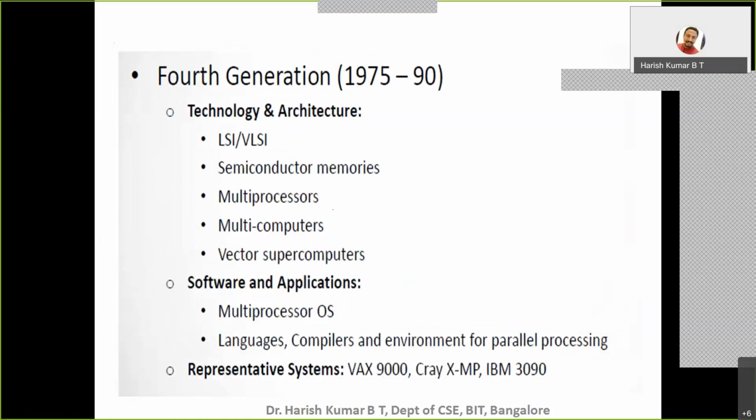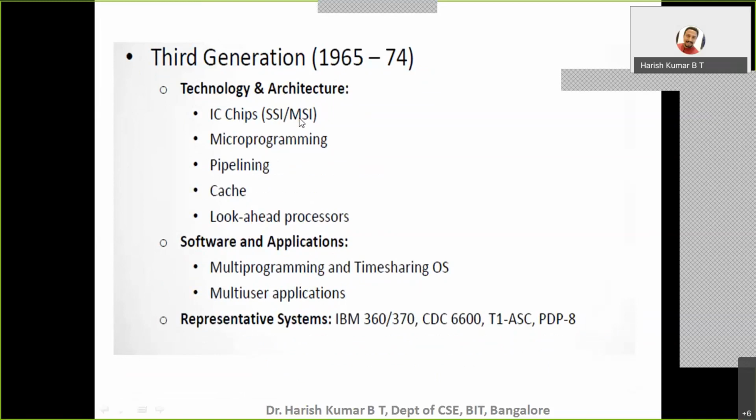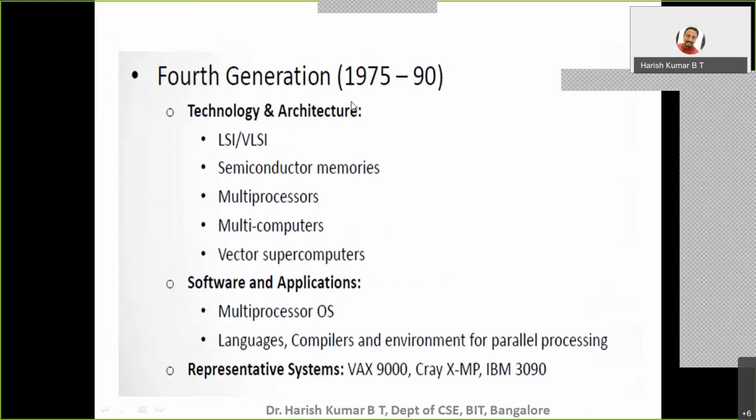In the 3rd generation, it was integrated circuits. What kind of integrated circuits? Small scale integrated circuits and medium scale integrated circuits. In the 4th generation, LSI, large scale integrated circuits and very large scale integrated circuits came into picture. Again, this classification is mainly based on the transistor density. So when I say large scale and very large scale integrated circuits, you can find millions and billions of transistors per square millimeter area of an integrated circuit.